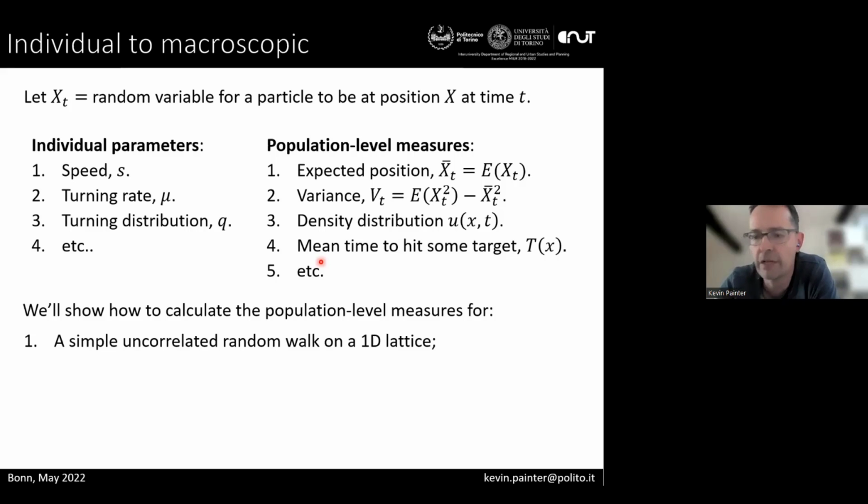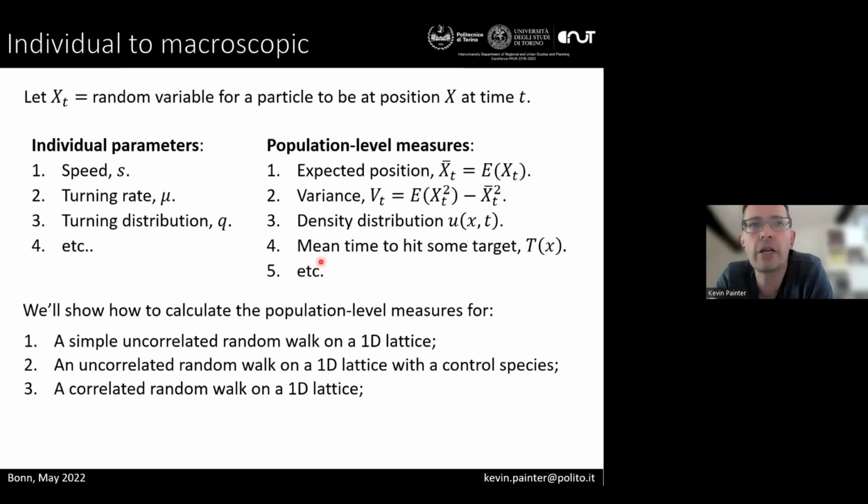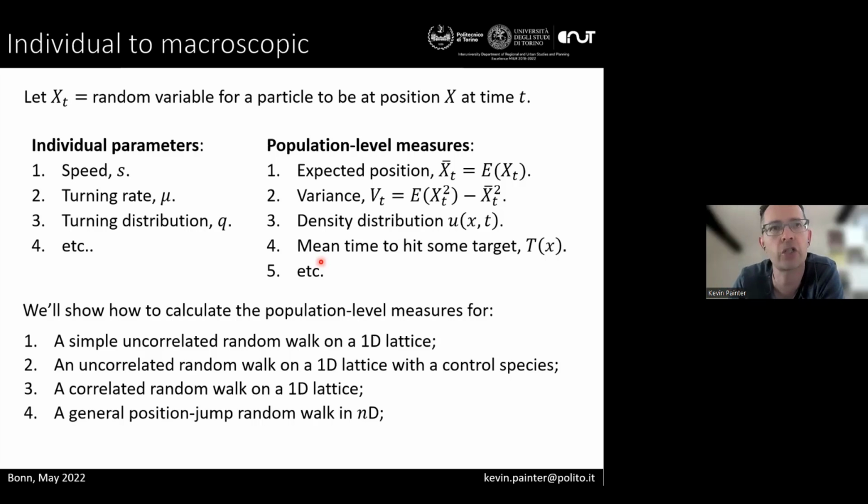And the calculations here are going to be very, very straightforward. We're then going to talk about an uncorrelated random walk on a 1D lattice, but with a control species. We're then going to talk about a correlated random walk on a 1D lattice. So this will all be my one-dimensional part of today's lecture.